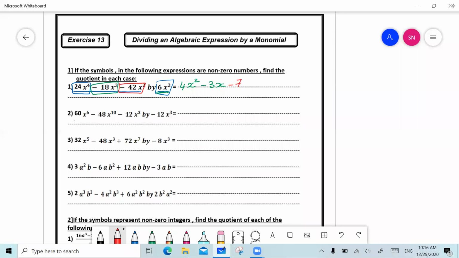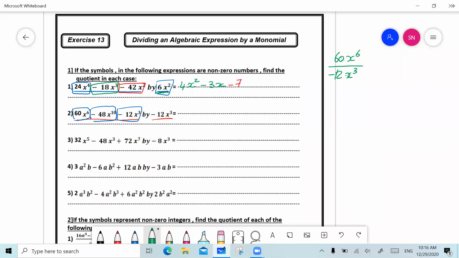Again, I have here an expression, and I want to divide it by a monomial. What should I do? I'm going to take each term alone and divide it by the monomial I have. So here I will have now the first term, 60x to the power of 6. I want to divide it by negative 12x to the power of 3.